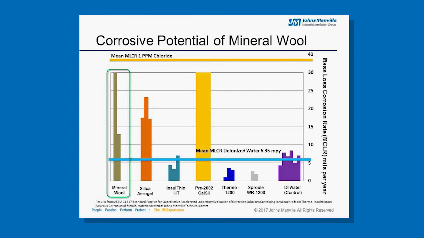If we look at the corrosive potential of mineral wool in the C1617 test method, mineral wool passes the requirements of the standard. It may not pass the best, but it does pass. So if you're looking at that scale of A to D, it may be a D on that scale. However, it still passes.